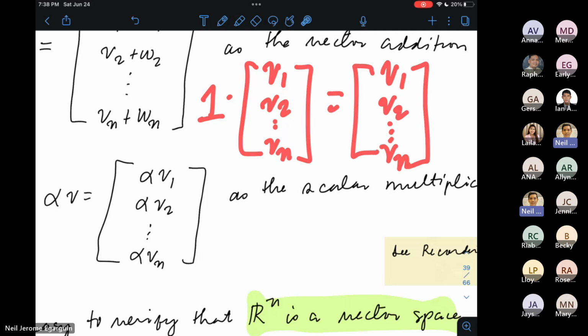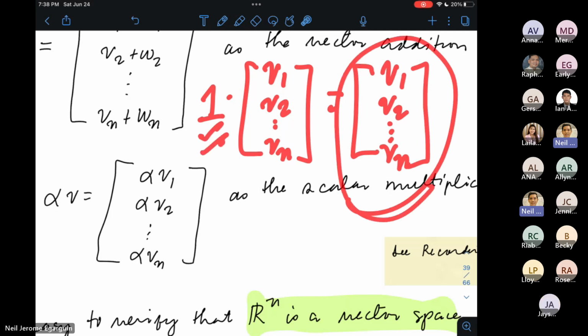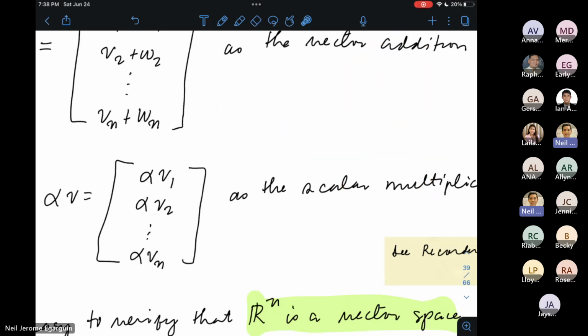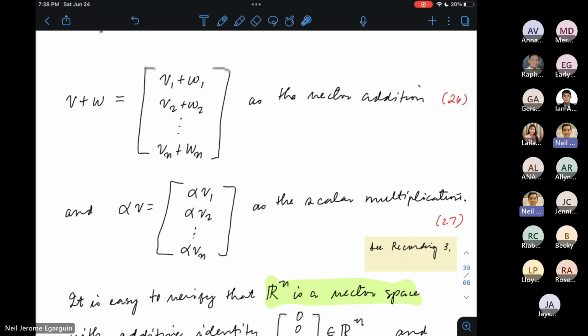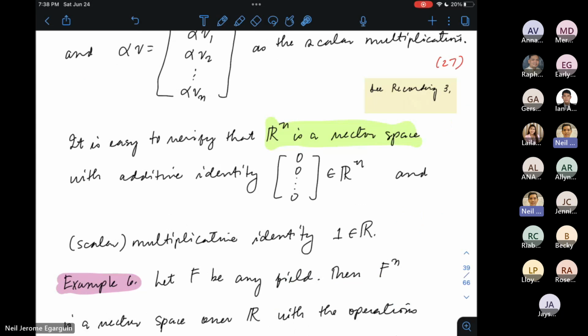The vector doesn't change after multiplying by the scalar 1. So the real number 1 is the scalar multiplicative identity, or simply the multiplicative identity of the vector space, while the zero vector is the additive identity.